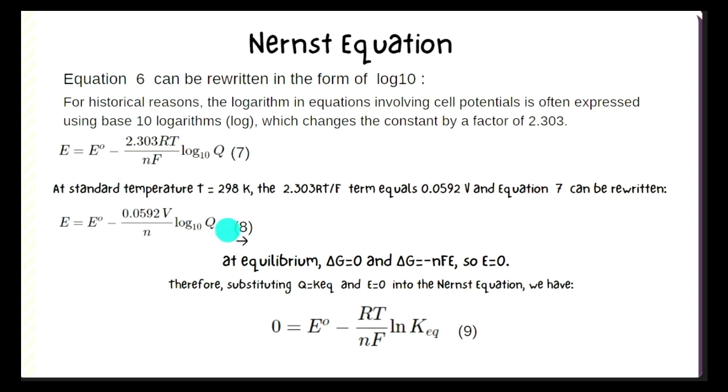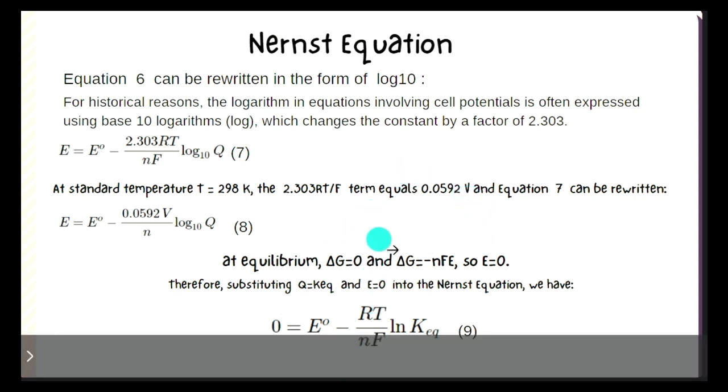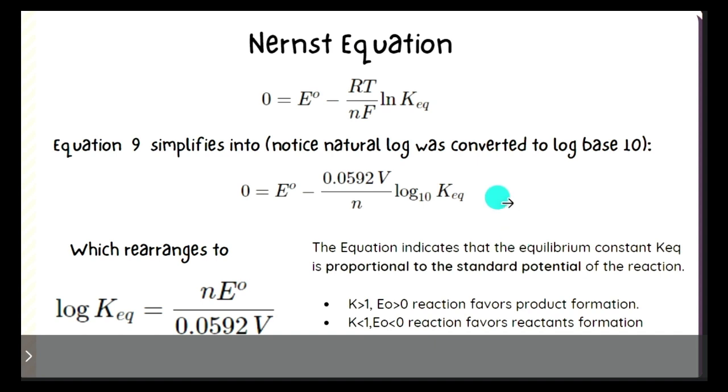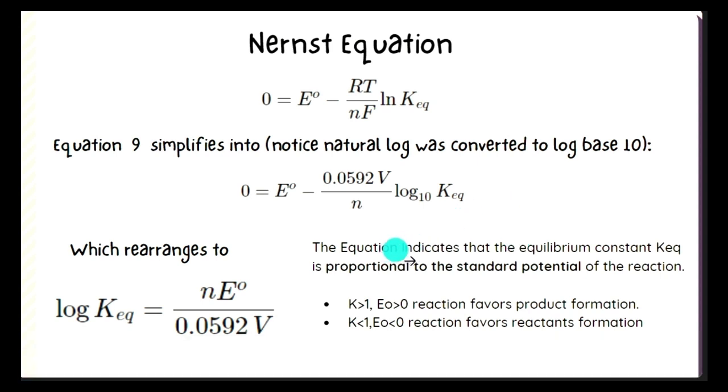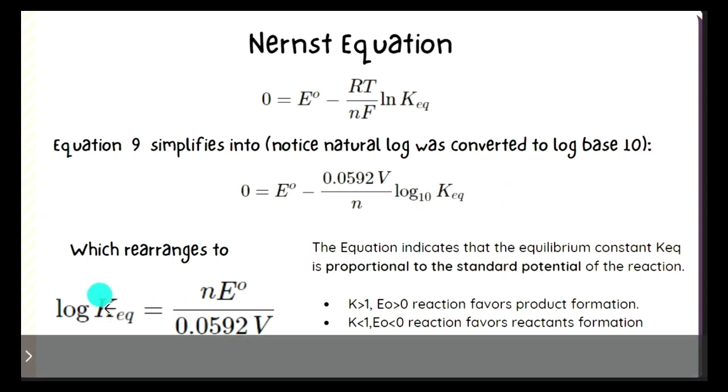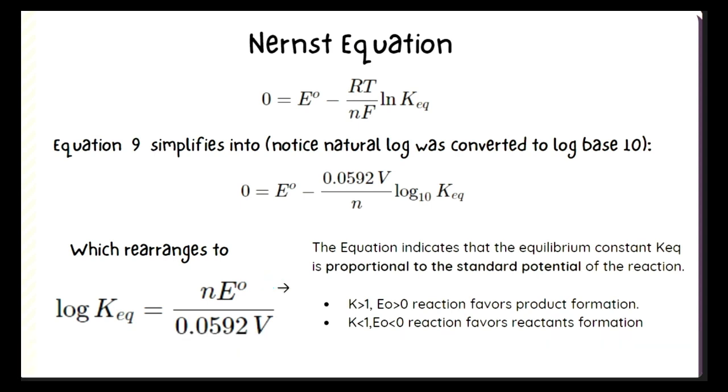At equilibrium, delta G equals 0, and delta G equals negative n times F times E, wherein E equals 0. Substituting Q equals K_eq and E equals 0 into the Nernst equation, we have this equation right here. Equation 9 simplifies into log base 10, where the natural log was converted to log base 10, which rearranges to this equation. The equation indicates that the equilibrium constant K_eq is related to the standard potential of the reaction.